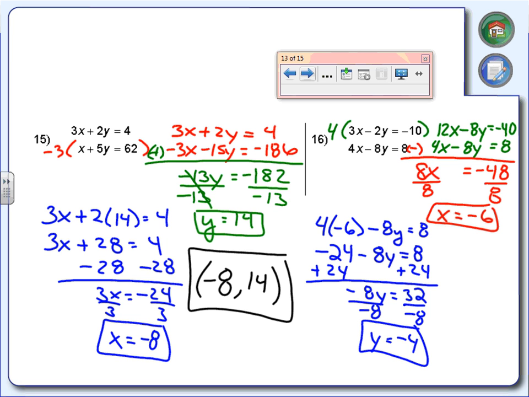So the ordered pair we're going to end up with is negative 6, negative 4. There's our solution. So this is still the elimination method. One little extra step, and that's to multiply one of the equations by some number. That way we eliminate either the x or the y. All right, let's go ahead and move on here.